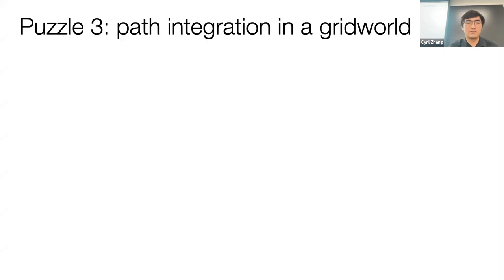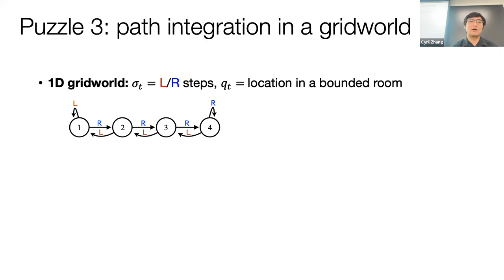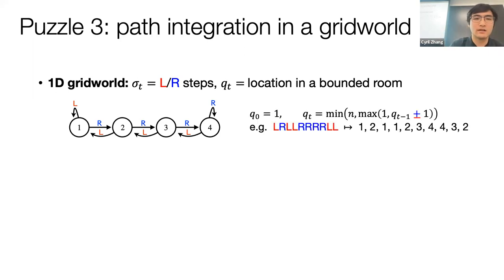Even harder puzzle, but maybe a little more innocent seeming. Going back to this 1D grid world example, we have these two inputs, left and right, which move you along some linear chain of states, but there are walls on either side. So left at the left wall does nothing, for example.